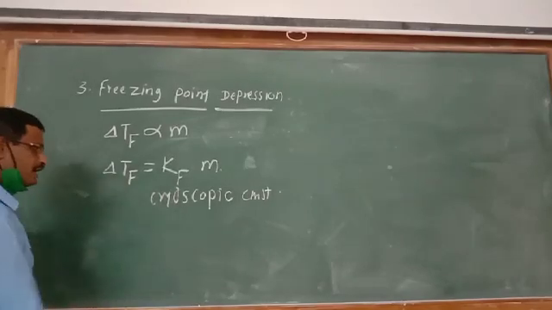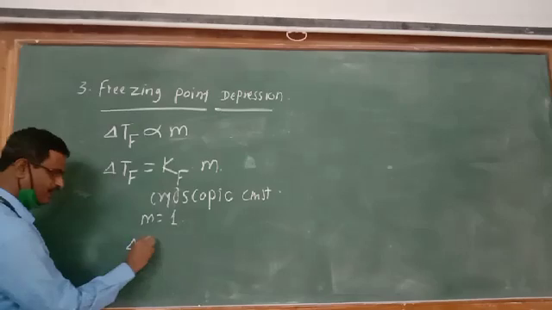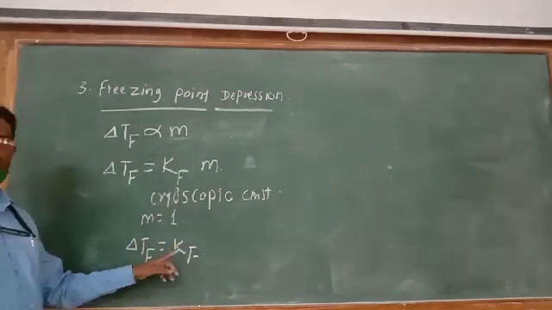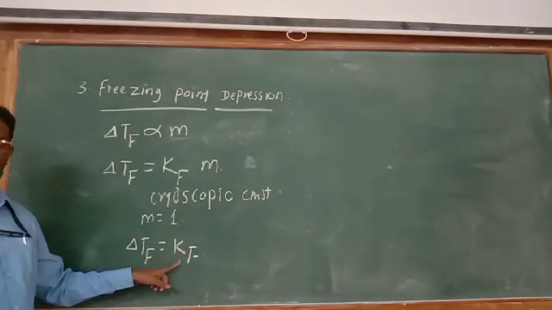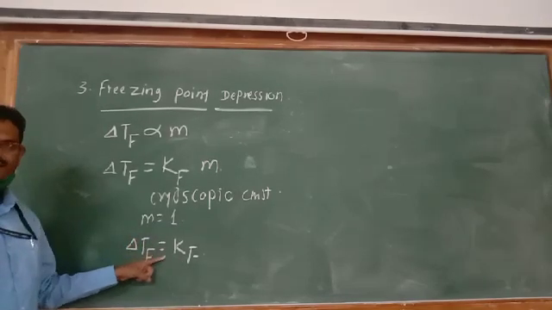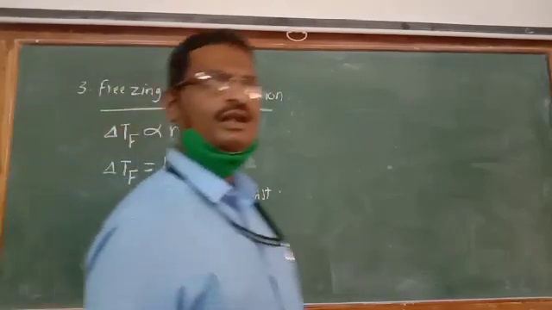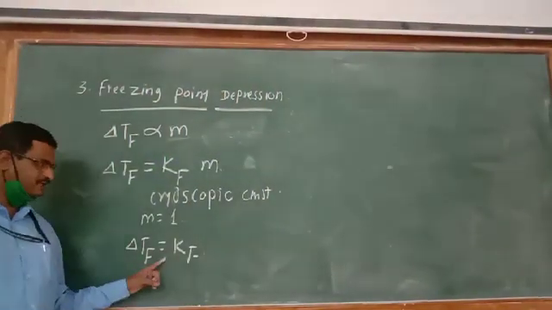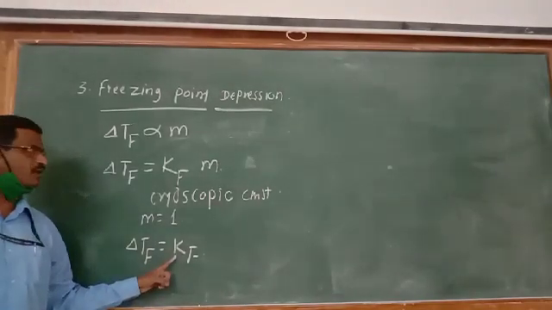What is this Kf? Let us see over here. If the value of molality is equal to 1, what is the equation then? Delta Tf is equal to Kf. Therefore, cryoscopic constant Kf is defined as the depression of freezing point whenever a 1 molal solution is used.